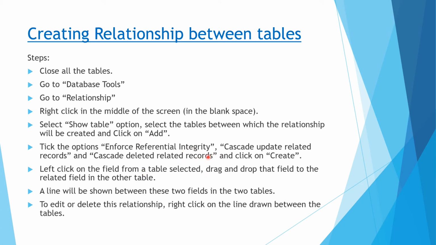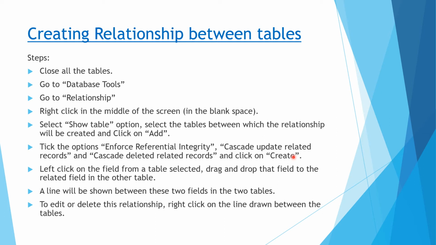Enforce Referential Integrity means you can refer to the other table for finding any detailed information. So do you want to do that? Yes, obviously, because we want to create the relationship for that purpose only. Next, Cascade Update Related Records. That means if you want to update or change any data or record in one table, that will automatically change that portion of the other table because they are related to each other.